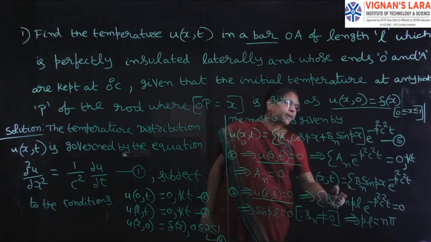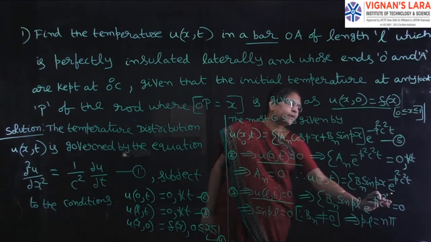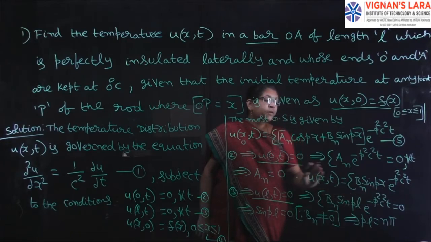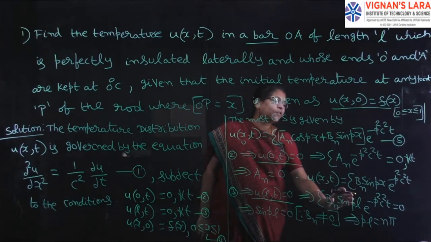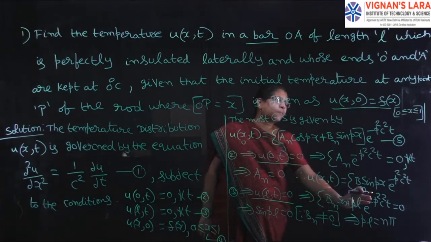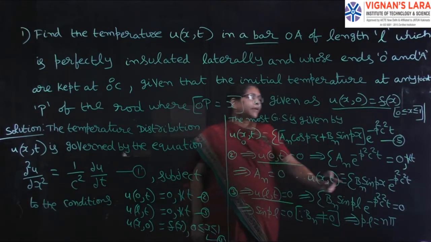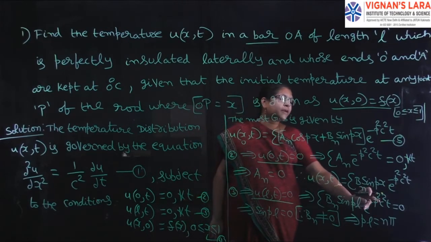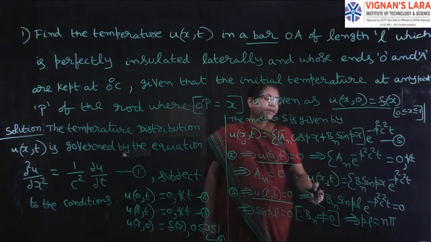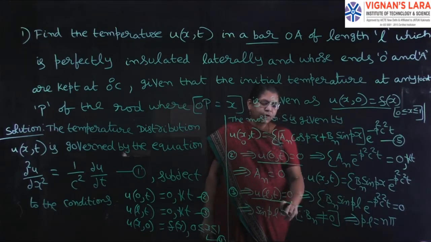Summation Bn sin Pl into e power minus p square c square t equal to 0. If the summation equals 0, each and every term must be 0. So, Bn into sin Pl into e power minus p square c square t must be 0. But e power minus p square c square t will never be 0, and Bn is also not equal to 0. So, what is the only possibility? Sin Pl equal to 0.